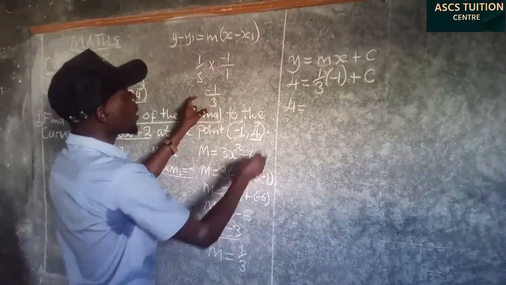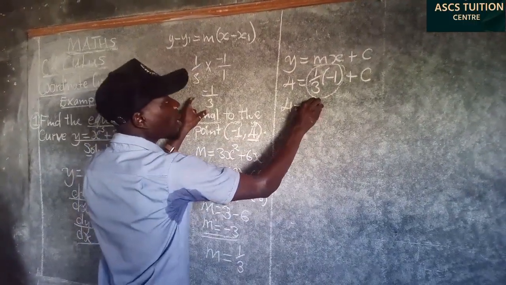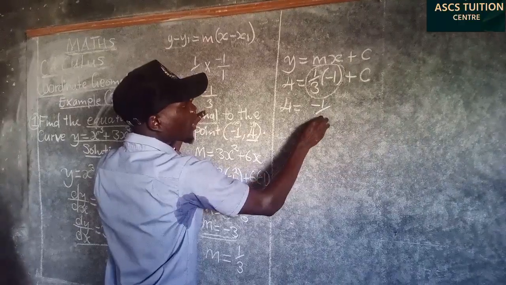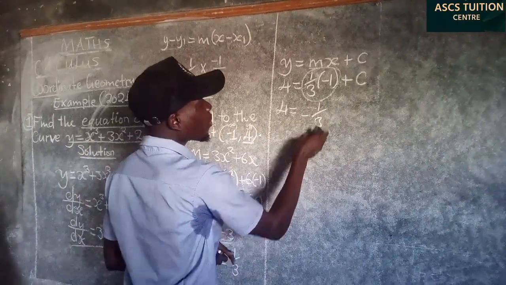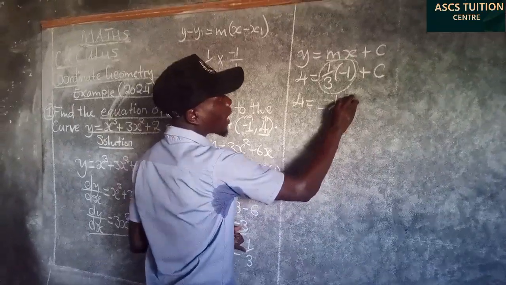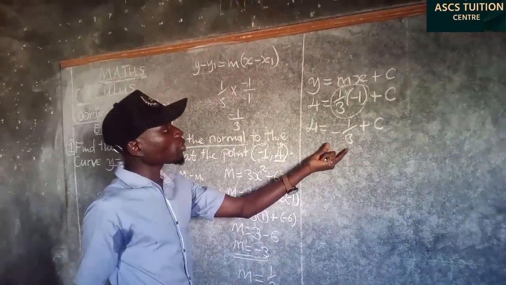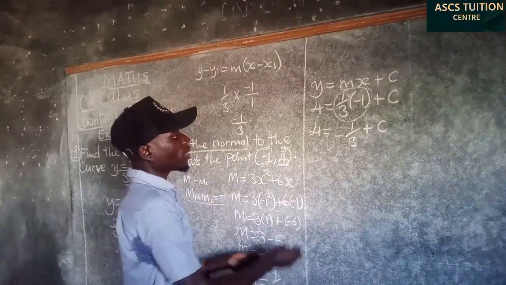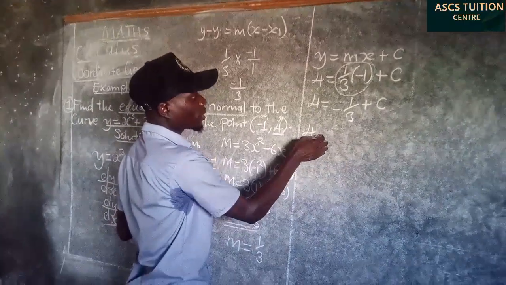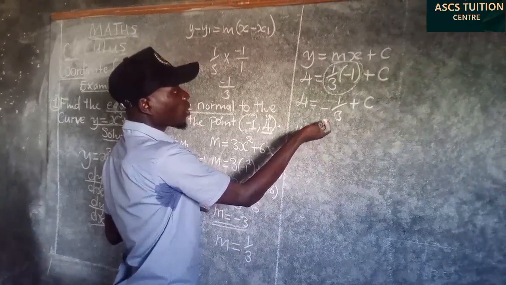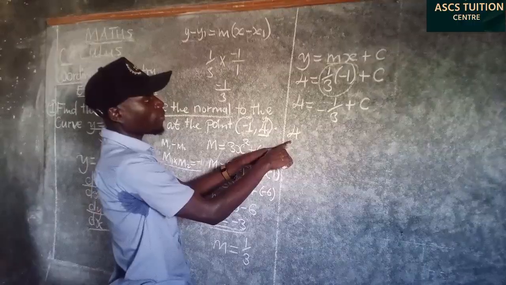So the answer here, when we work out this, it will give us -1 over 3, which is written like this: -1 over 3, then plus c. Thereafter, we are going to correct the right terms together. I'm pretty sure that you know what it means when we say correcting the right terms together. So, -1 over 3 will come where there is 4.